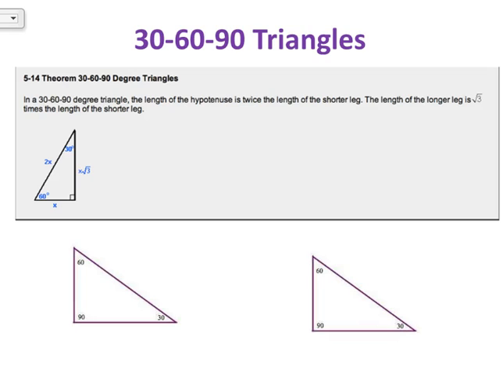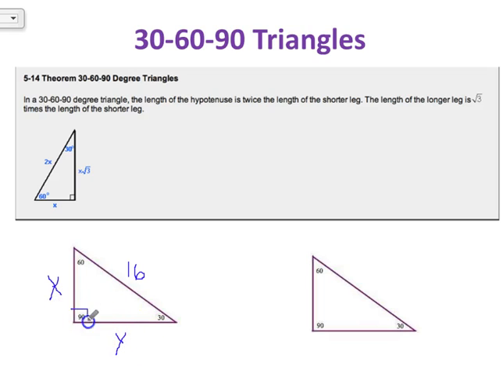All right, so let's say that we're given the length of our hypotenuse, which is always between that 60 and 30 degrees, and then we need to find the length of x and y.